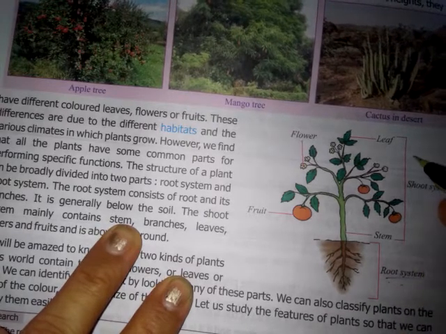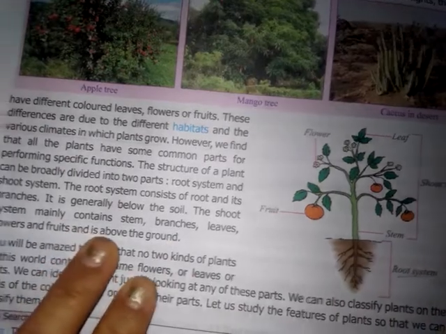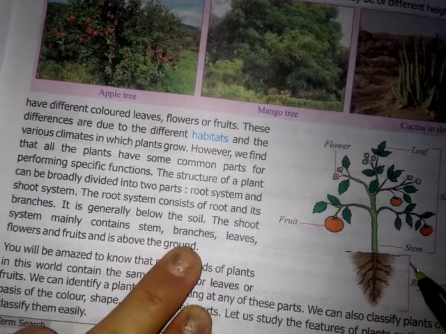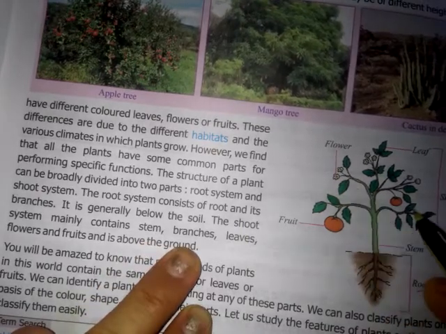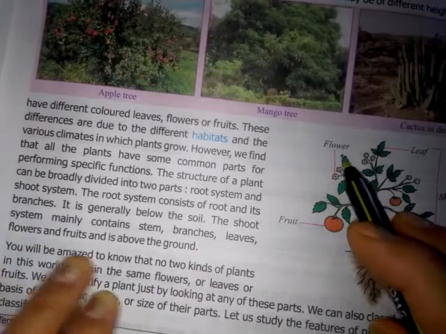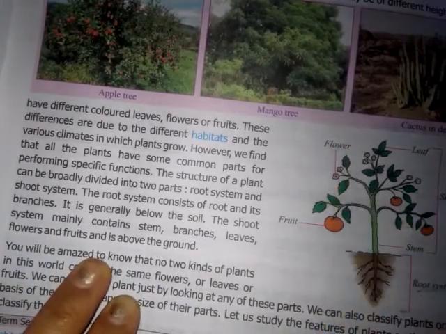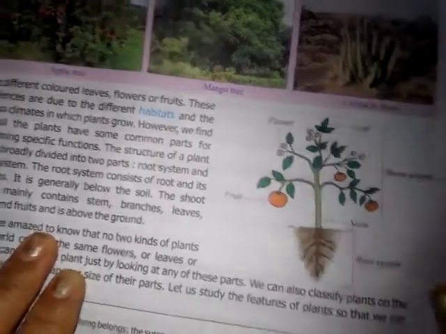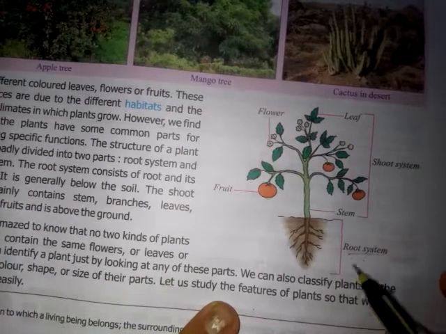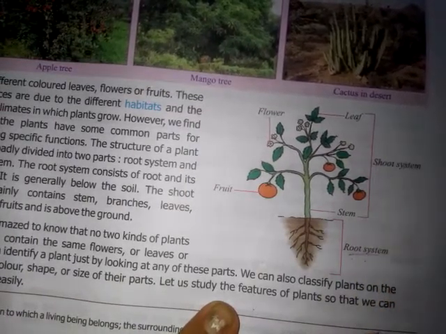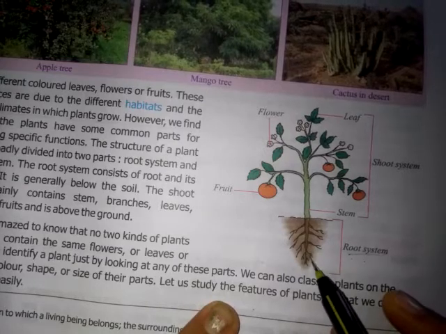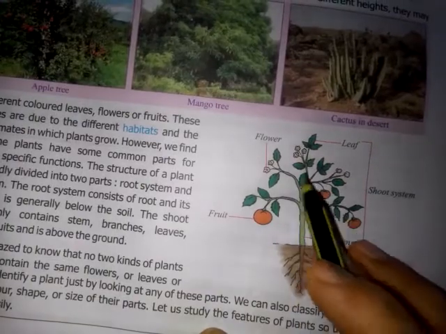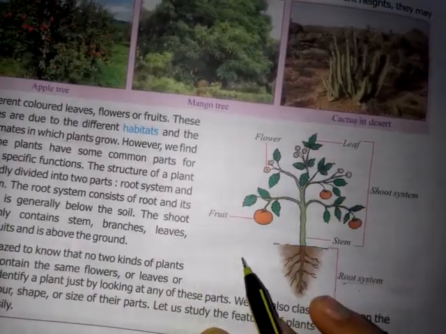This is the shoot system, children. The shoot system mainly contains the stem, branches, leaves, flowers and fruits. So a plant consists of two parts, the root system and the shoot system. The root system always grows downward and the shoot system always grows upward.